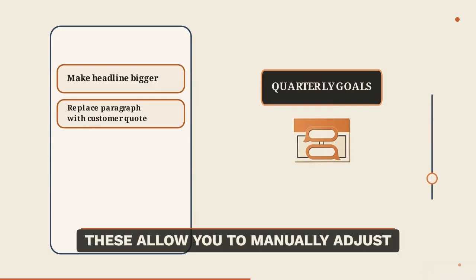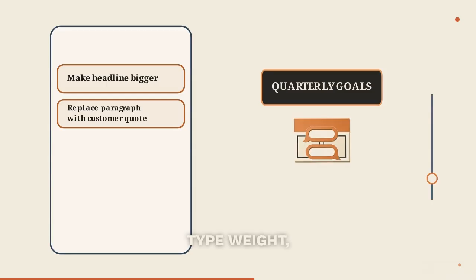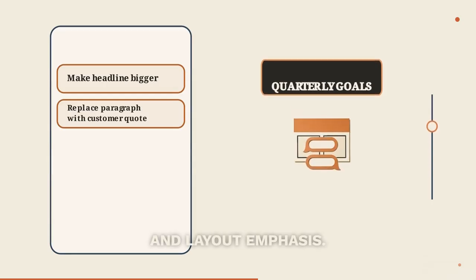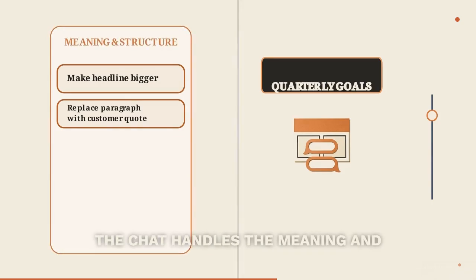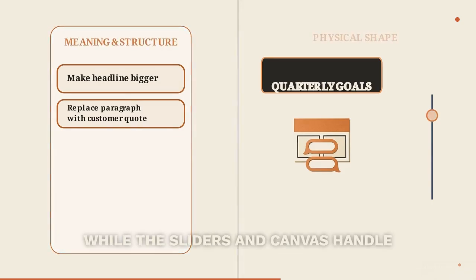These allow you to manually adjust type weight, padding, and layout emphasis. You can also use inline comments directly on the canvas to request spot edits on specific words or images. This pattern creates a clean division of labor. The chat handles the meaning and structure, while the sliders and canvas handle the physical shape.